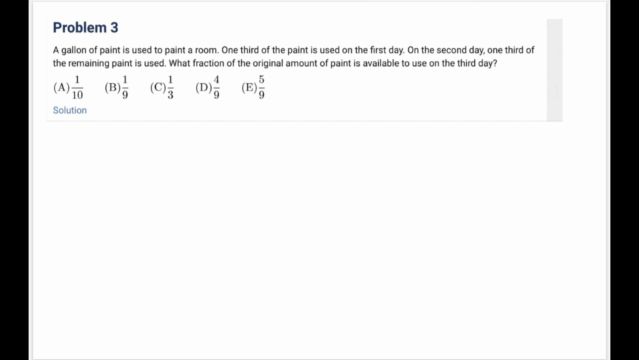1/3 of the paint is used on the first day. On the second day, 1/3 of the remaining paint is used. What fraction of the original amount of paint is available to use on the third day? So we have 1/3 of the paint used, so we have 2/3 left, and then out of that, we have 1/3 used. So this times 2 out of 3 is the one left. The answer is 4/9, so the answer is D.